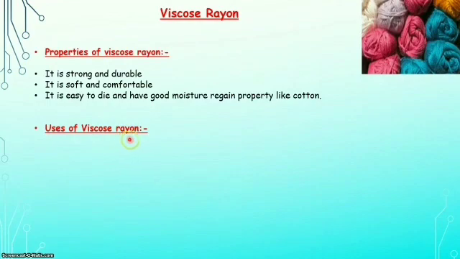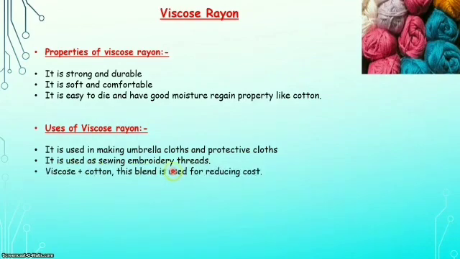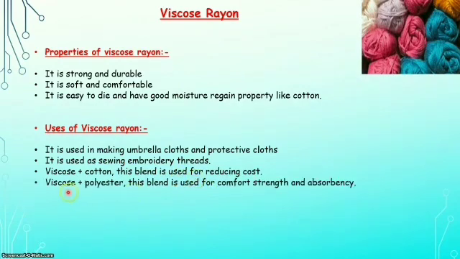Uses of viscose rayon are: it is used in making umbrella cloth and protective clothes. It is used as sewing and embroidery threads. Cotton plus viscose, this blend is used for reducing cost. Viscose plus polyester, this blend is used for comfort, strength and absorbency. It is also used in curtains and cushions, beachwear and sportswear.